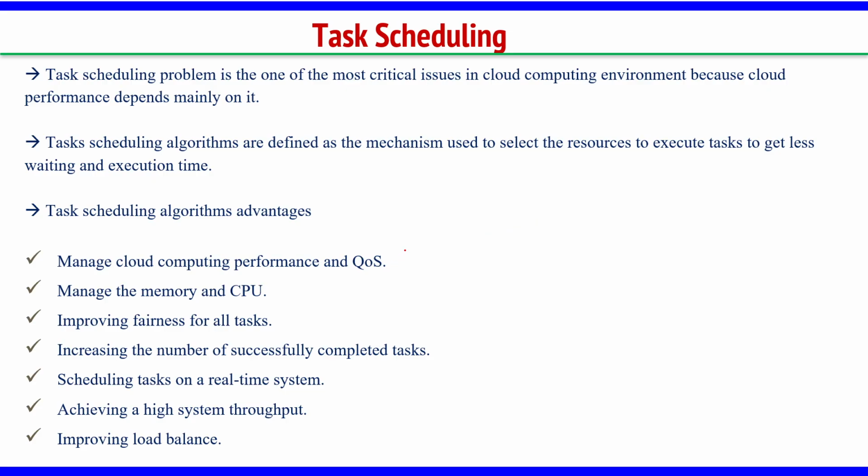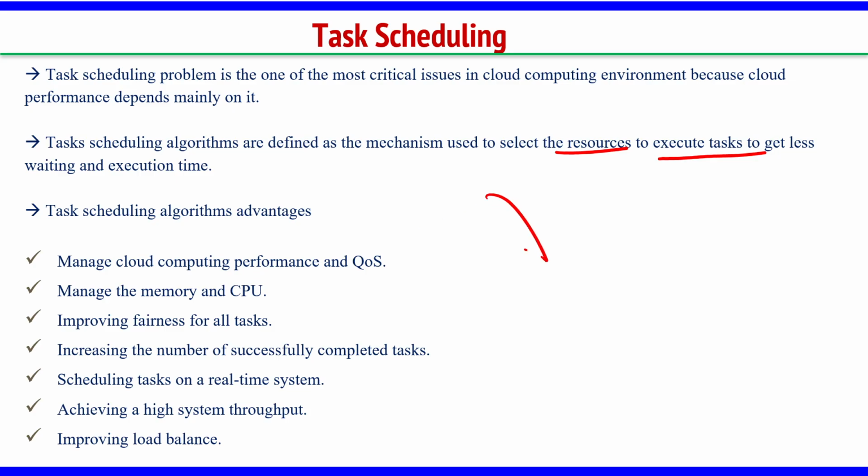Let's understand that. Task scheduling problem is one of the most critical issues in cloud computing environment because cloud performance depends mainly on it. The way you assign the task to allocate the resources plays the game for the performance. Task scheduling algorithms are defined as the mechanism used to select the resources to execute the tasks to get less waiting and execution time.